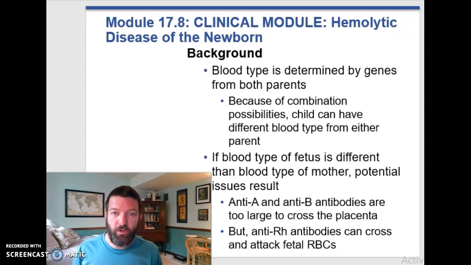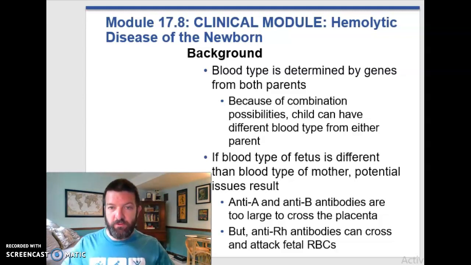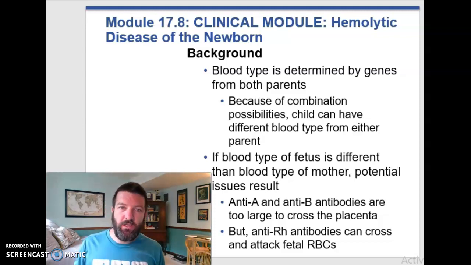Hemolytic disease of the newborn occurs when the baby or the fetus inside a mother, so this pre-birth, and the mother have conflicting blood types, right? And so this doesn't matter for the ABO blood group, because let's say you're type A and the baby's type B. Well, you make anti-B antibodies. Those could attack the fetus theoretically, but they're too big to cross the placenta. So those antibodies don't matter. But the anti-Rh antibodies are small enough to go across the placenta, and so they do matter.